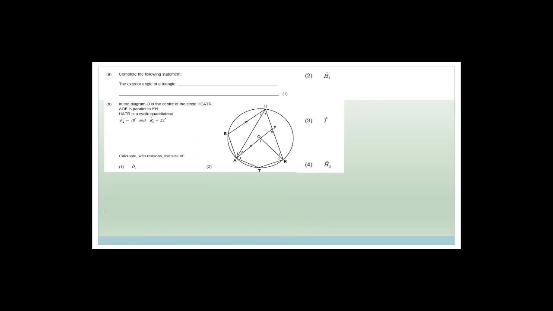Okay, nice. Now it says, complete the following statement. The exterior angle of a triangle equals the sum of the two interior opposite angles.